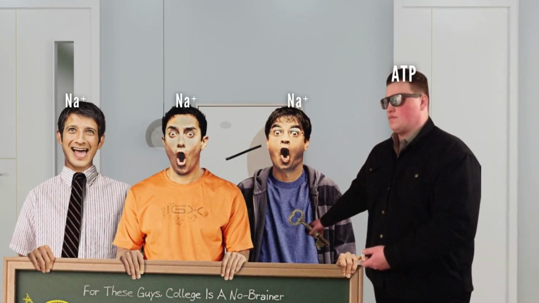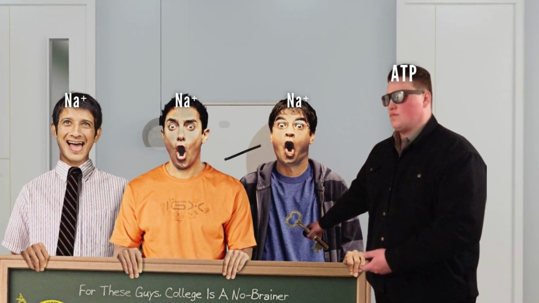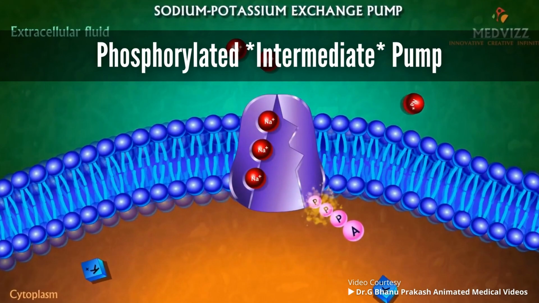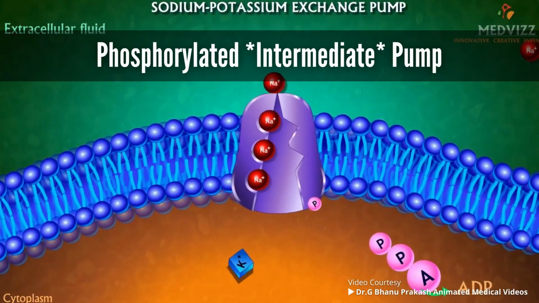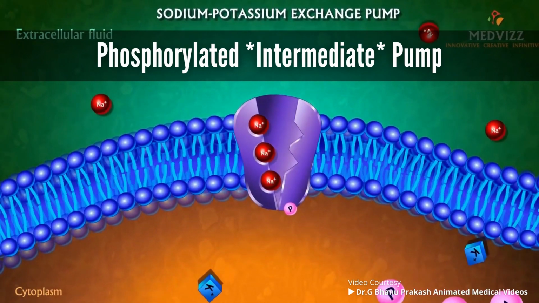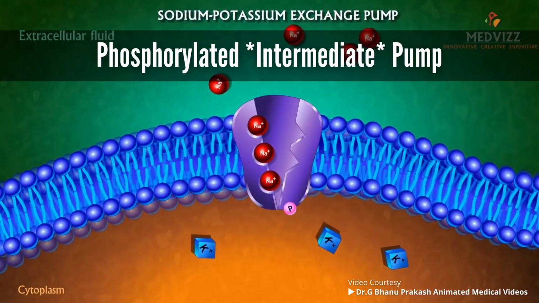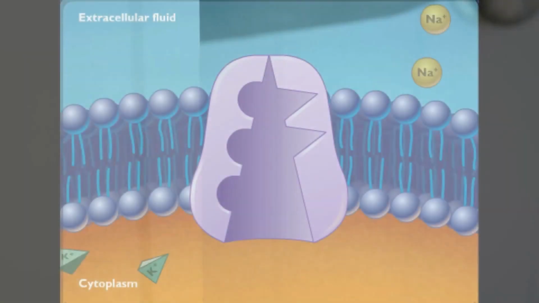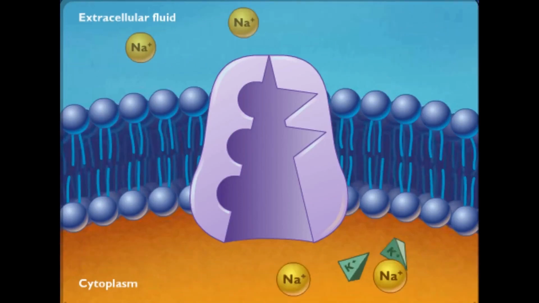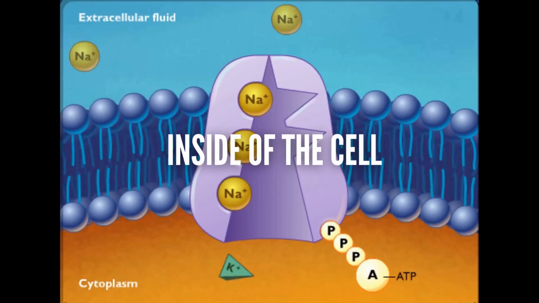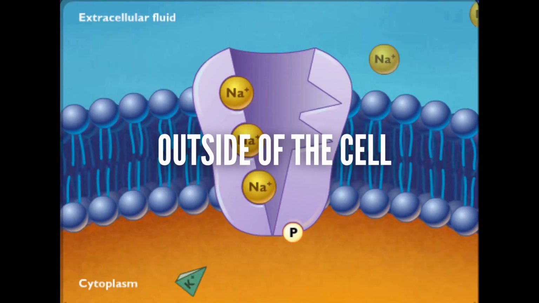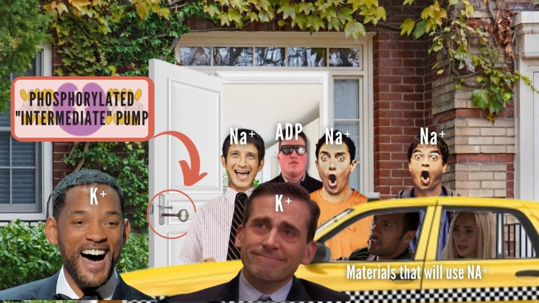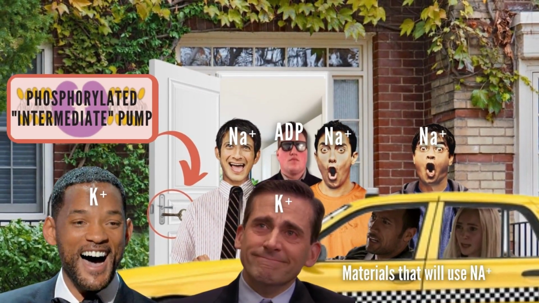Since the guard was inside the apartment complex, the three roommates were able to go outside with the help of the key. The key or the phosphate group, once subjected to the sodium-potassium pump, creates a phosphorylated intermediate form of the pump. We can think of this as the main door with the key inserted in it. Once the pump is phosphorylated, it changes in shape. From facing the inside of the cell, it now opens towards the outside of the cell, releasing the sodium ions or the three roommates inside the apartment complex just in time before their class starts.